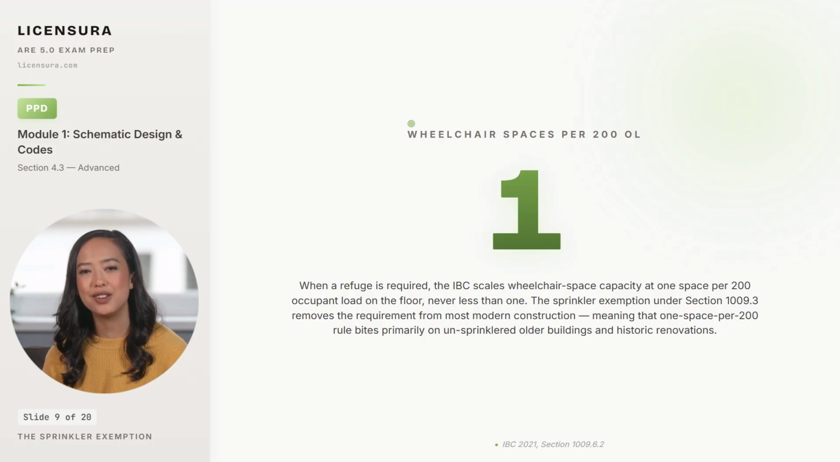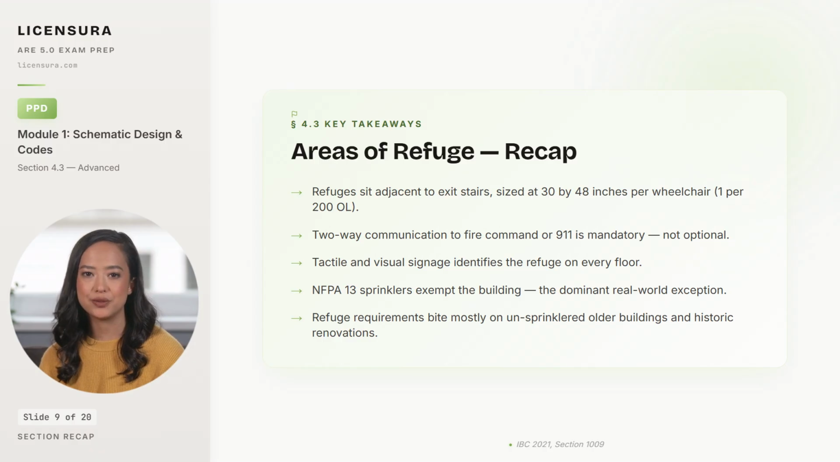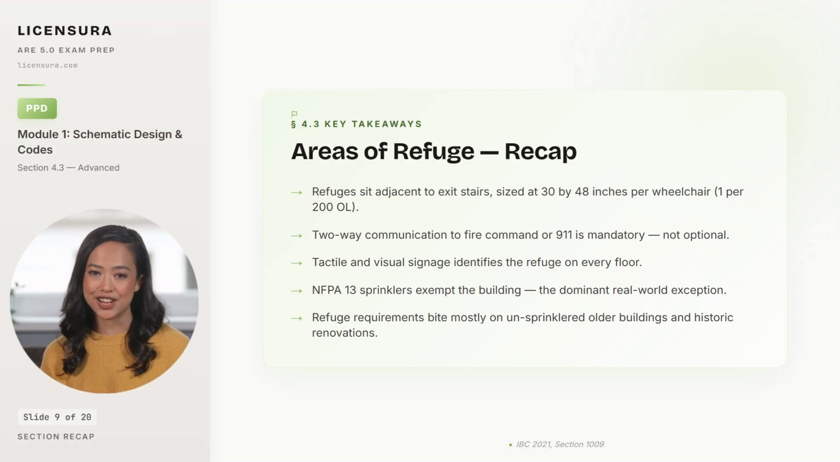5 anchors close out the Areas of Refuge framework. 5 takeaways from the Areas of Refuge framework. First, when a refuge is required, it lives adjacent to an exit stair, sized at 30 by 48 inches per wheelchair space, at 1 space per 200 occupant load.